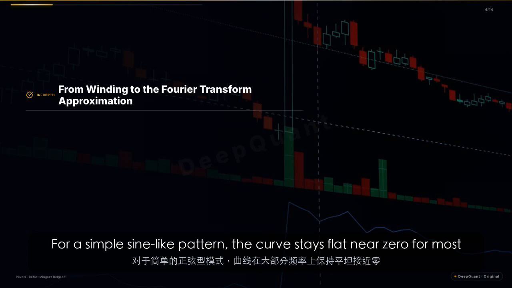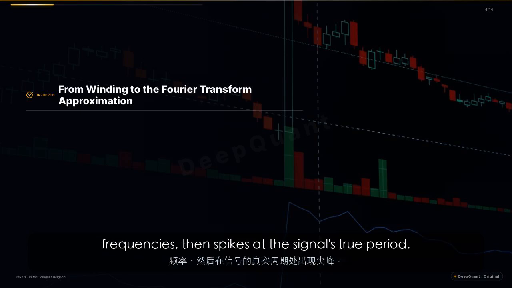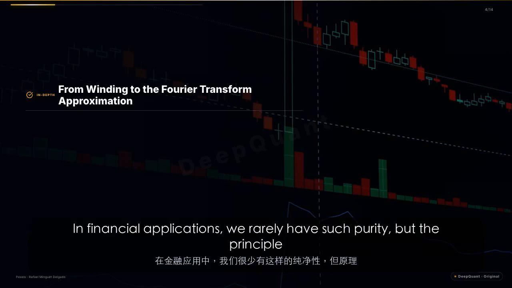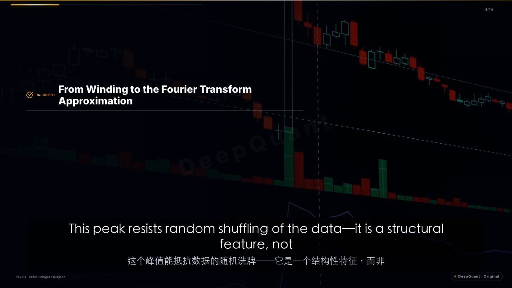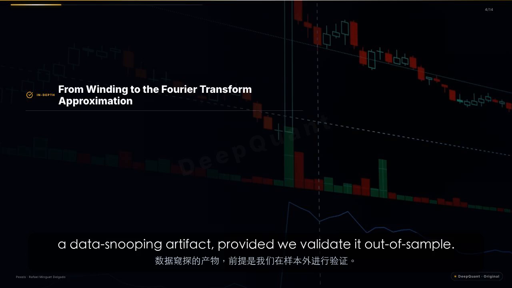For a simple sine-like pattern, the curve stays flat near zero for most frequencies, then spikes at the signal's true period. In financial applications, we rarely have such purity, but the principle holds. A local peak in that spectrum indicates a rhythm. This peak resists random shuffling of the data. It is a structural feature, not a data snooping artifact, provided we validate it out of sample.